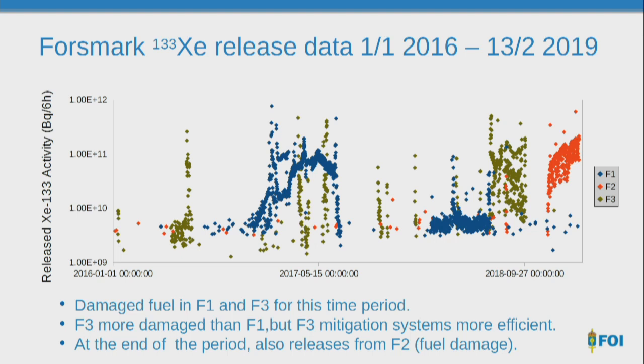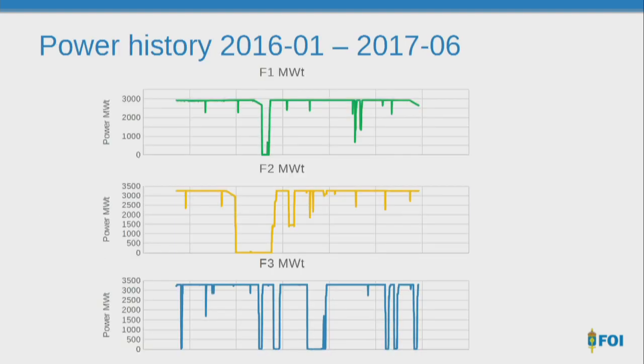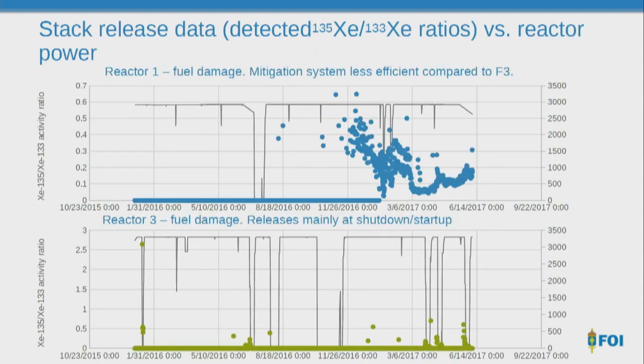These releases are due to damaged fuel in reactors, and also due to the delay lines not functioning fully all the time. We also have power history from the plant. You can see here the three different plants, and this power decrease is due to, for instance, routine maintenance, or also some more extraordinary shutdowns because of different actions they were doing. So we can use this power history together with the data and look at what we get.